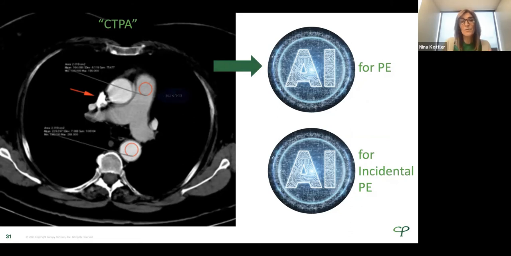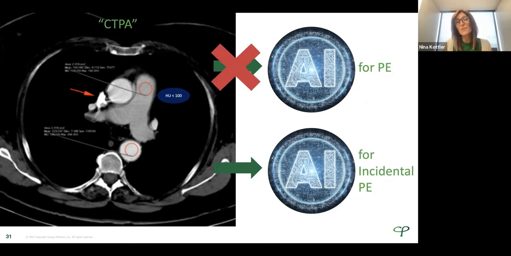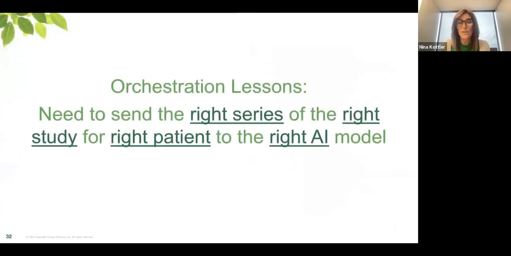If instead you knew that this study was not the best quality, you could make a different choice and you'll get a much higher accuracy if you sent it to this other incidental PE algorithm. But you have to know something about your data in order to make that decision. So this is what data orchestration is about. If you know something about your data, you can orchestrate it in a smarter way.